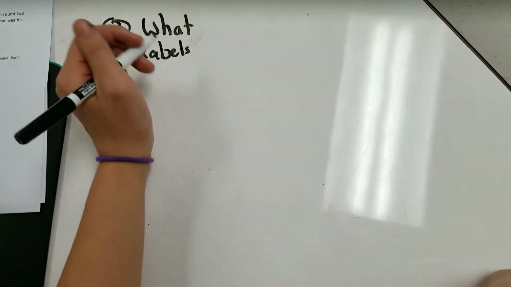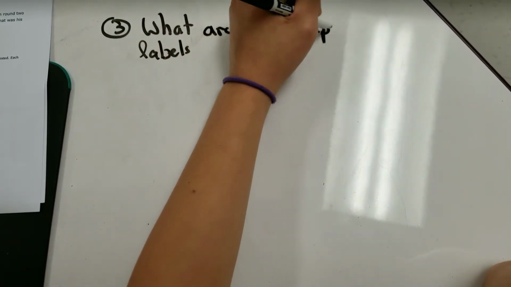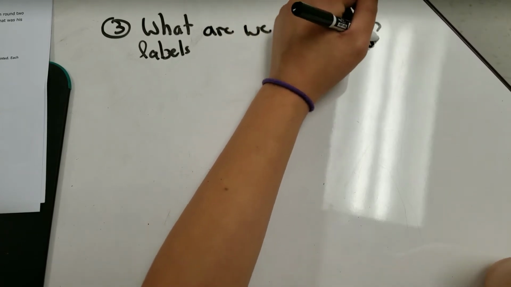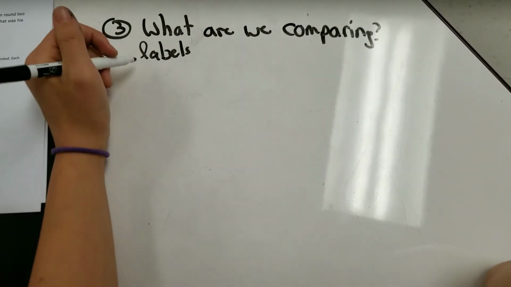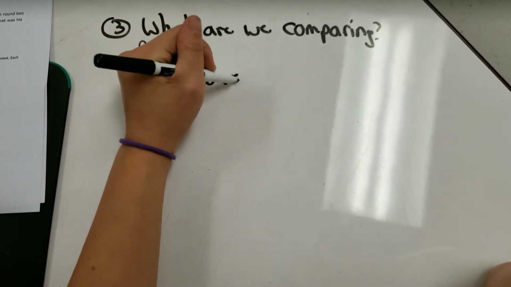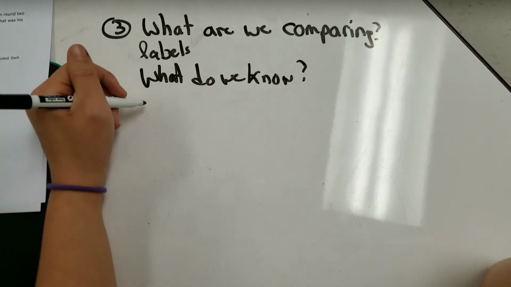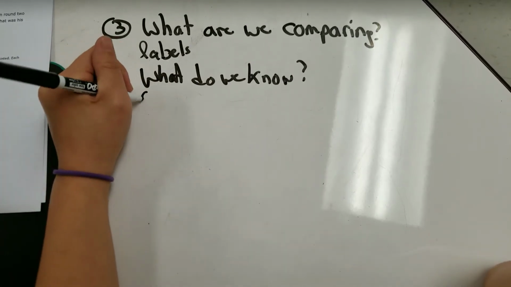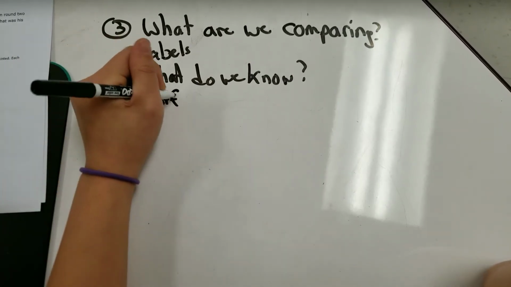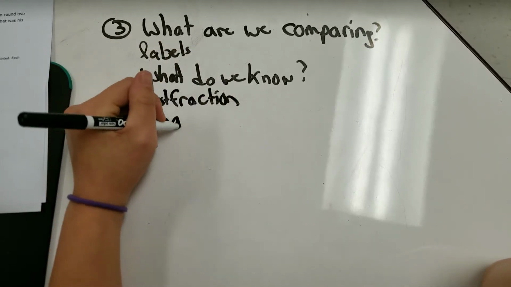The first question is, what are we comparing? This is what gives us our labels. The second question is, what do we know? This helps us set up our baseline fraction. What are we looking for?